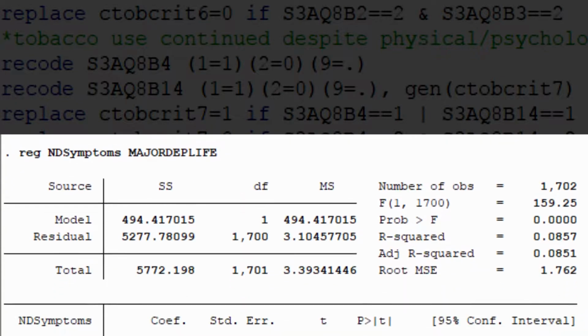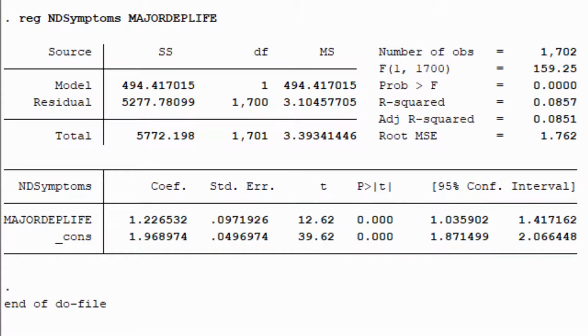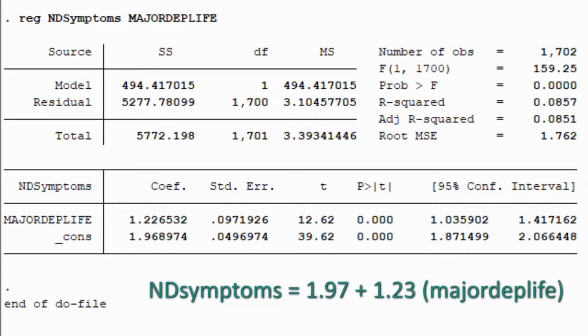We see the same output format as with the Gapminder regression example. We see the number of observations, the name of our response variable, the coefficients or parameter estimates, and our R-squared value, a value that we talked about in the chapter on Pearson correlation, and p-values. Thus we know that our equation is ND symptoms equal 1.97 plus 1.23 times major dep life.